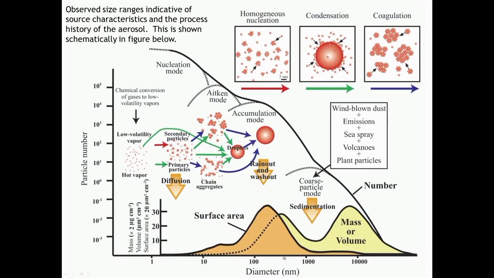So if you look at this here, 1 nanometer, 10 nanometers, 100 nanometers, 1,000, 10,000, we've got 4 orders of magnitude in size. If we did it just on a linear scale, then you'd be very, very skewed in describing the aerosol distribution.